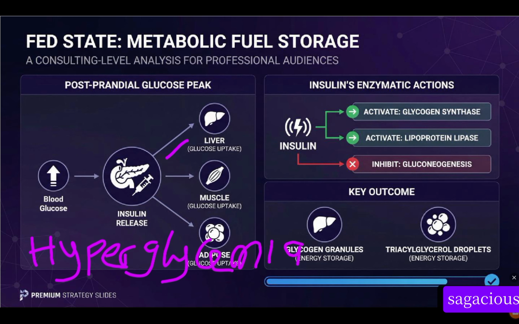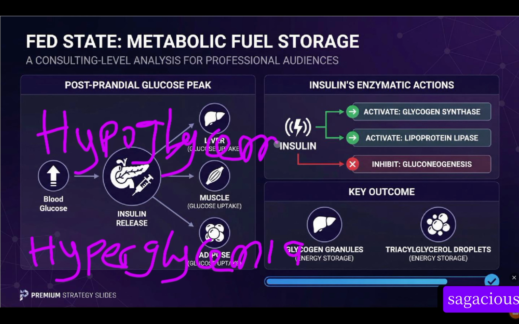And whenever the glucose level is low, we call it what? Hypoglycemia. So when the glucose level is high, we call it what? Hyperglycemia. When the glucose level is low, we call it what? Hypoglycemia.